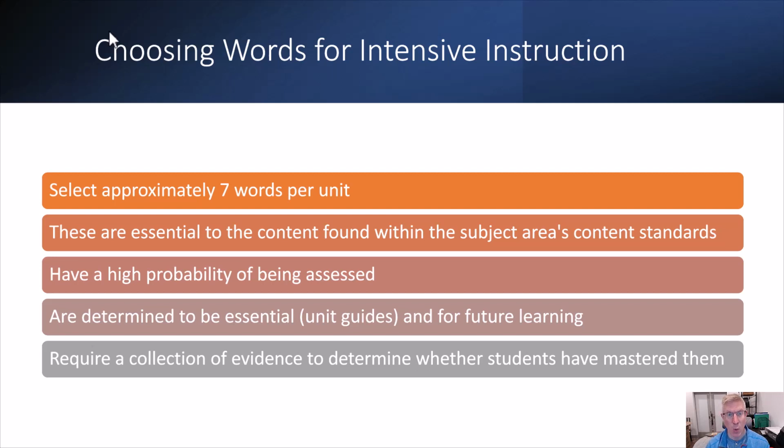Let's start off with how to select words for intensive instruction. When we refer to intensive instruction, we're referring to words that you are going to use the Frayer model for. You will also then need to provide them with multiple opportunities to learn and interact and use those words. Educational expert Robert Marzano makes the following recommendation. Select about 7 words per unit.